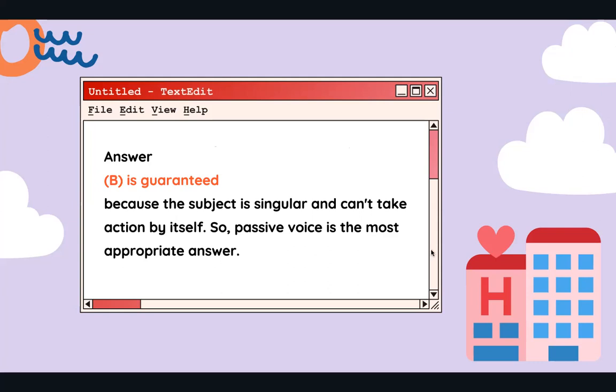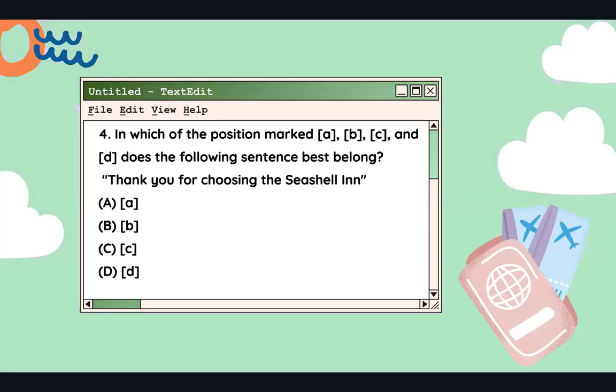Now I will hand over to Pim. Thank you, Sam. So let's move to question number 4. In which of the positions marked A, B, C, and D does the following sentence belong? Thank you for choosing the Seashell Inn. If you have an answer, let's type it in the chat. I will give you 20 seconds.